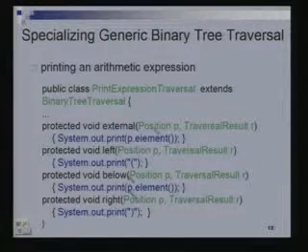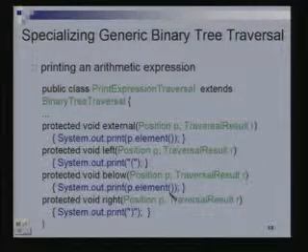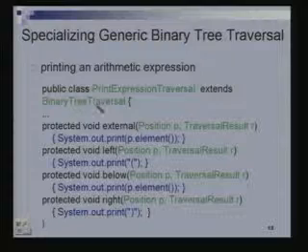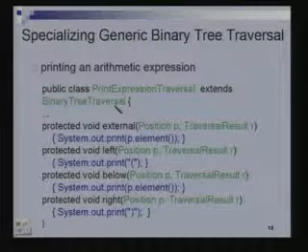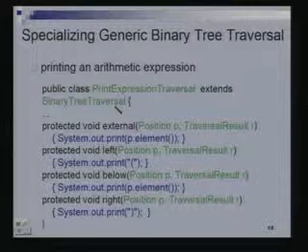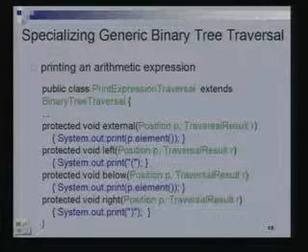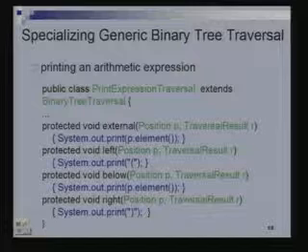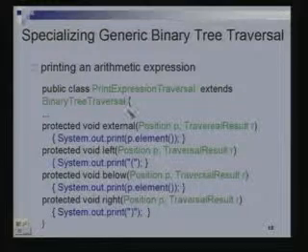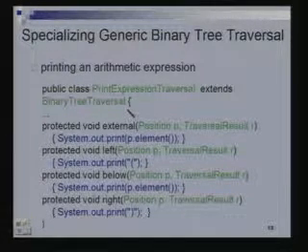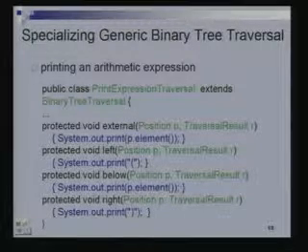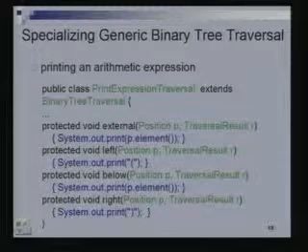So, once I have specialized these methods in this manner, this becomes the print traversal. This is the class which extends binary tree traversal, and when I invoke the traversal method, with the tree corresponding to an arithmetic expression, it will print out the arithmetic expression in parenthesized form. I could also specialize the same binary tree traversal class to compute the total space occupied by the files in a certain directory structure, by specializing these methods in a slightly different manner.